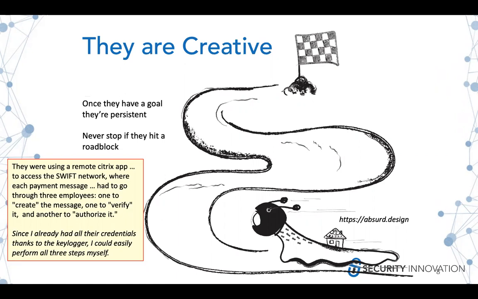She says, well, actually, I have all the credentials for all of these people. So now I can just take all three of those steps, even though those three steps were supposed to be there to stop any single person from taking over. They weren't thinking like an attacker. They weren't creative in the same way. And so she was able to bypass all of those roadblocks just by being creative.